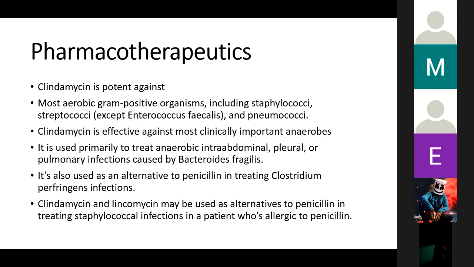So if you have pulmonary infections or pleural infections, which are caused by the anaerobic bacteria, Bacteroides fragilis, then this would be a good antibiotic to use. And it's also helpful in the treatment of Clostridium perfringens infection. So this is the organism that causes gas gangrene. So if you have that infection, clindamycin is also very good. And in a patient who is allergic to penicillin, clindamycin can also be an alternative.